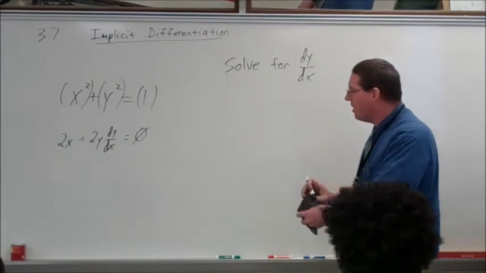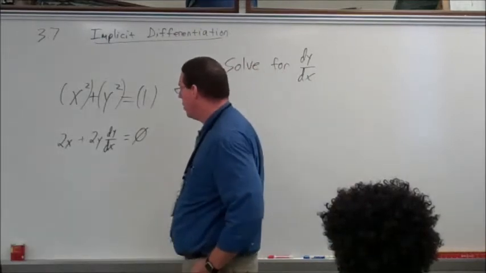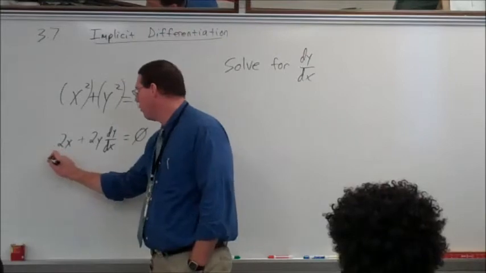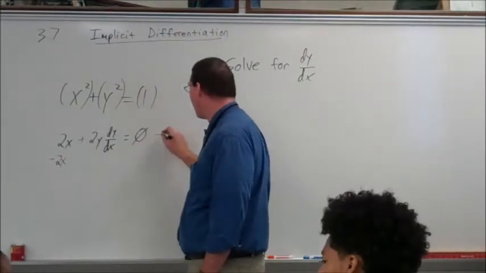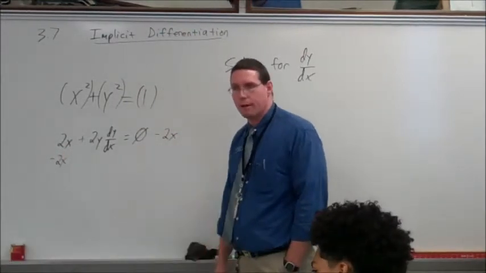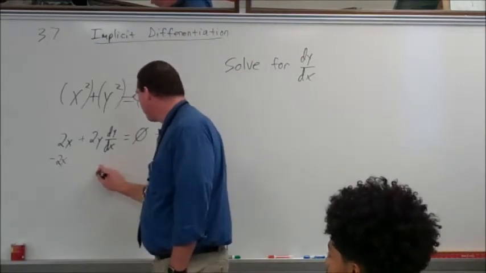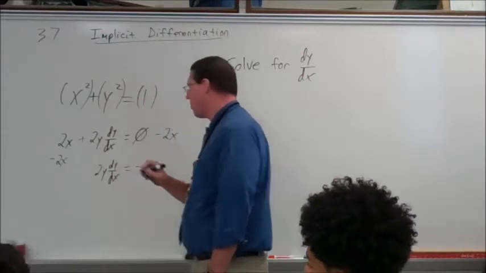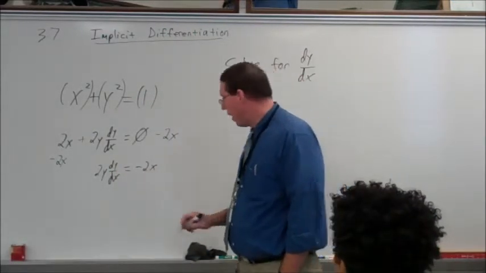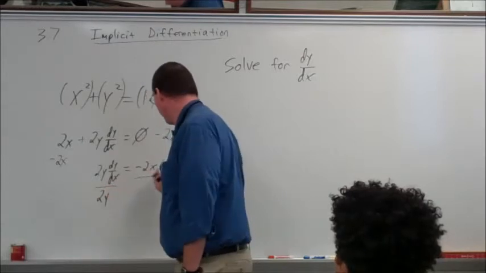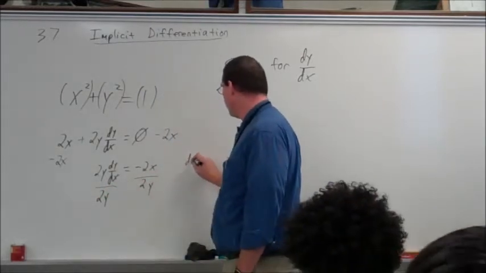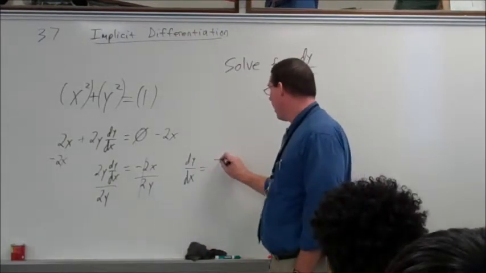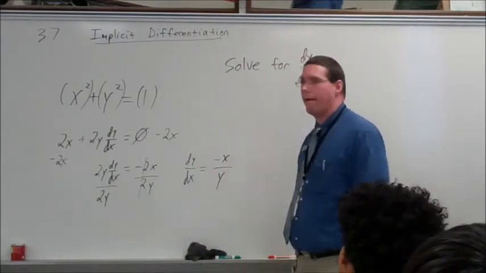How would you get dy/dx all by itself here? Now, I wouldn't start with division. I would start with subtracting 2x. I would eliminate or move over everything that does not have a dy/dx in it, and then divide. So now we have 2y dy/dx equals negative 2x. Divide by 2y. And now dy/dx equals, I can cancel the 2's, right? Negative x over y.